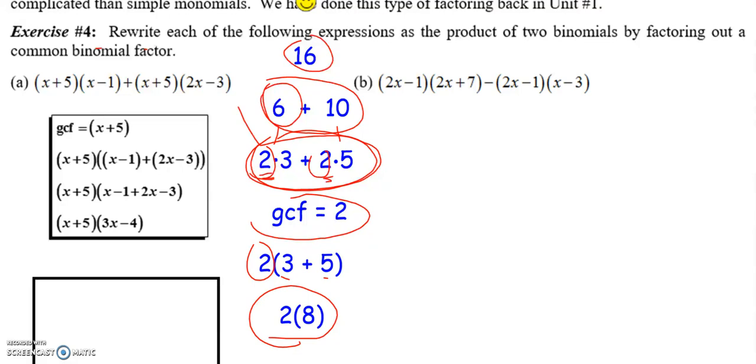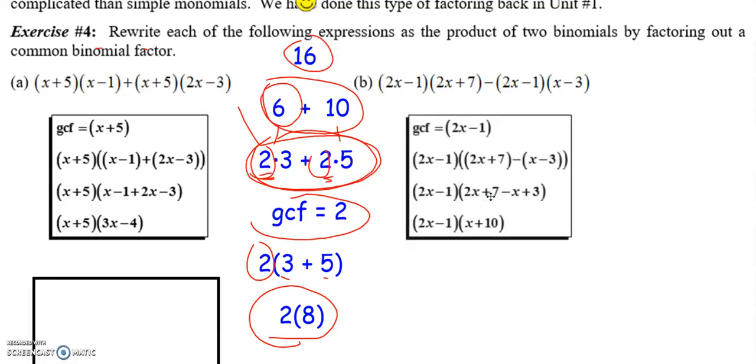Okay, how'd you do? So here's the answer. Hopefully you ended up with something like this. Take a look at the work and the GCF and see if that makes sense. And we'll give some of this practice in class.